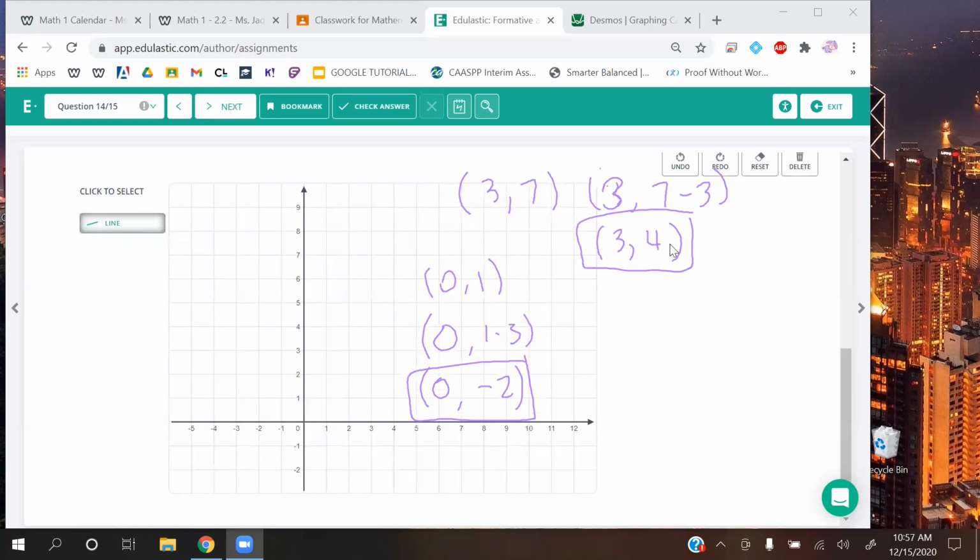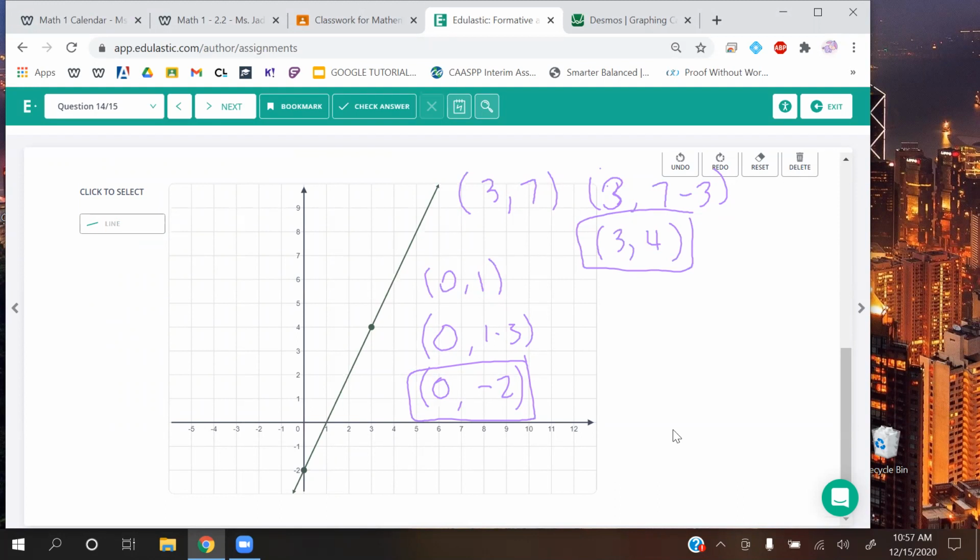So we want to plot this point. So I think you click line and then 0, negative 2. I click that over here. And then I'm gonna take my other point that appeared. I'm just gonna drag it to 3, 4. So here we go. Here's our two points that we plotted. So you have to drag your second point. It's just gonna appear somewhere and you just have to drag it to where you want it to be.